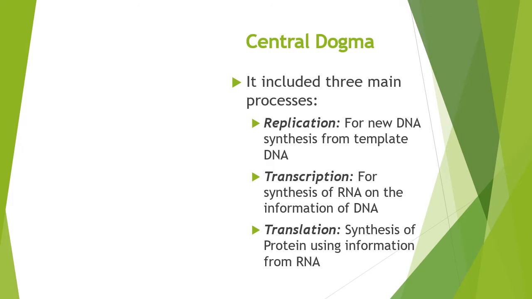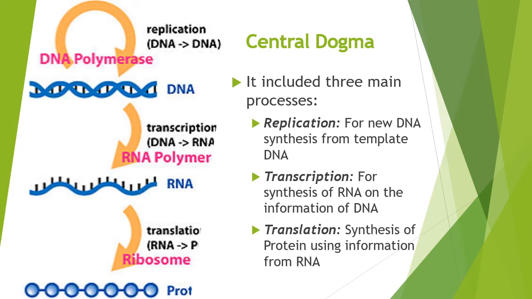These three processes are classically given by Crick in the classical model of the central dogma. That is, the information of the DNA flows to RNA, then RNA gives the information to proteins. So there is a unidirectional flow from the DNA to the proteins.